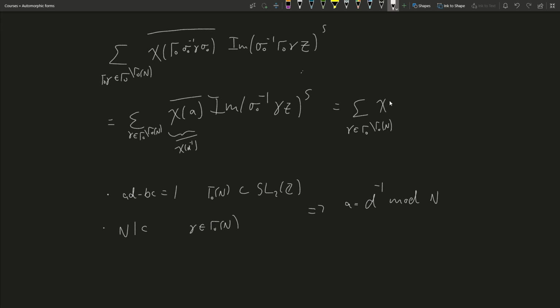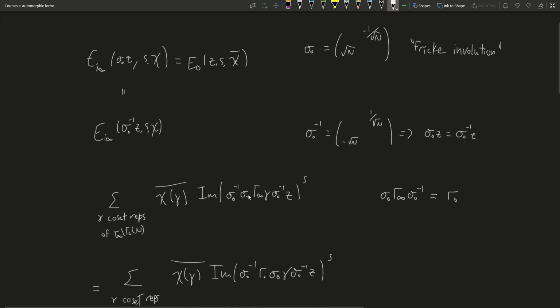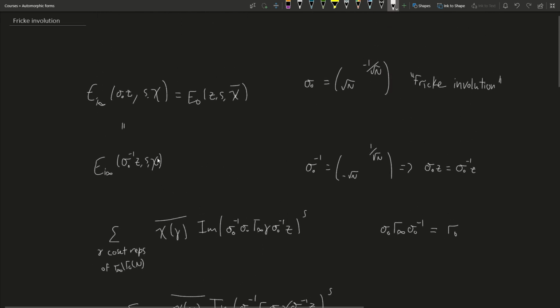So we get this character, but there's no conjugate anymore. And then we have the imaginary part of sigma naught inverse gamma z to the s, and this is indeed, by definition, the Eisenstein series Z_s chi bar. So the chi bar, because in our definition of the Eisenstein series, if you have a chi here, then you have a chi bar in the series definition. So if you have just a chi in the series, then you need a bar in the notation on the left.